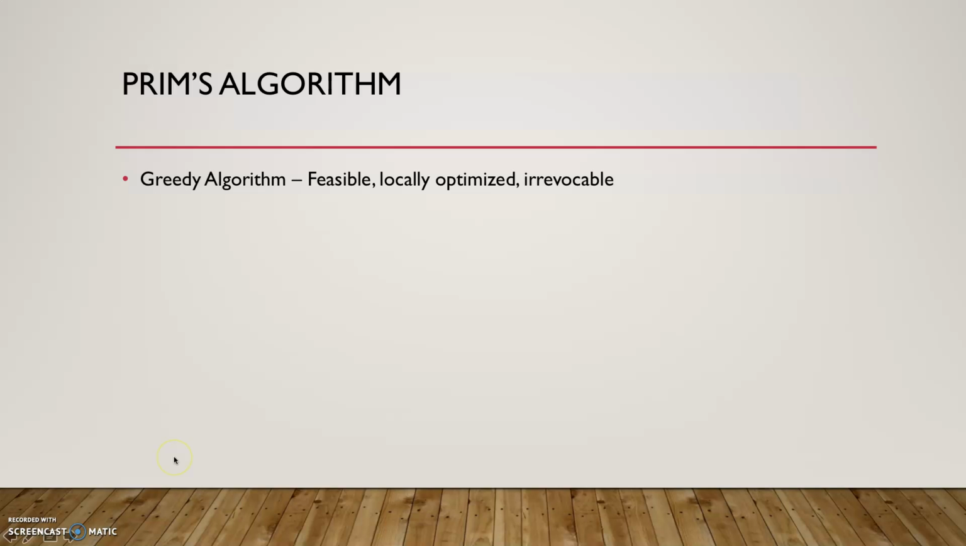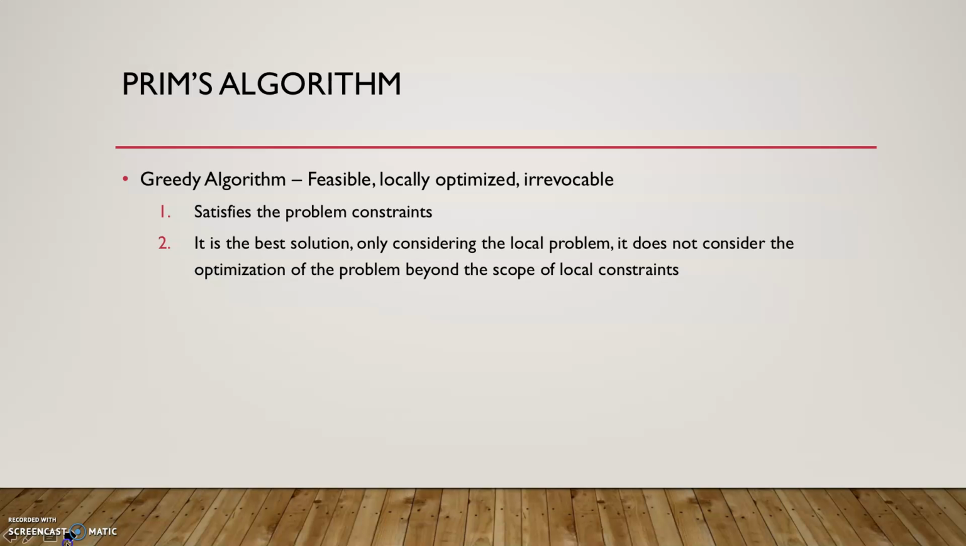Okay, so first and foremost, Prim's algorithm is a greedy algorithm, and according to the text, that means it is feasible, locally optimized, and irrevocable. Feasible meaning that it satisfies the problem constraints. Locally optimized means that it is the best solution only considering the local problem. It does not consider the optimization of the problem beyond the scope of the local constraints. And irrevocable meaning that it cannot be changed in subsequent steps of the algorithm.